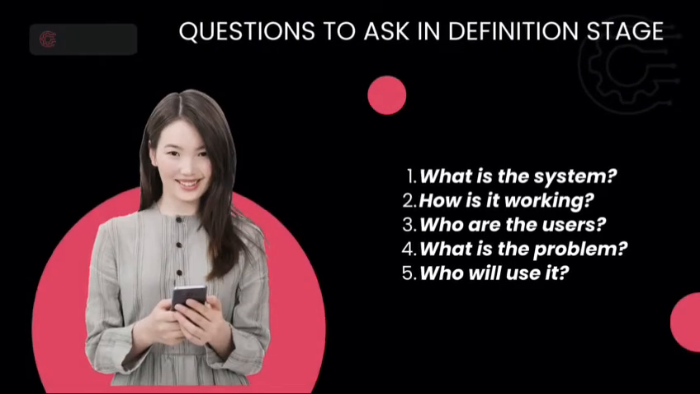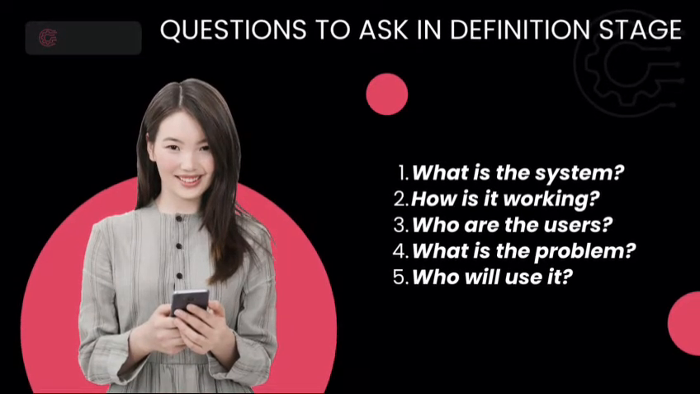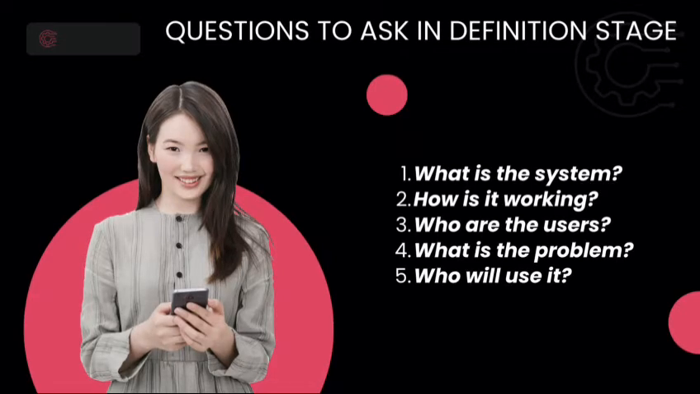Also, questions to ask. What are the questions you can ask when you are doing the definition stage? What are those questions you ask yourself? Remember, in the definition stage, what are you doing there? You are identifying the programming problem and then defining the problem to be solved. What are the things you are doing?